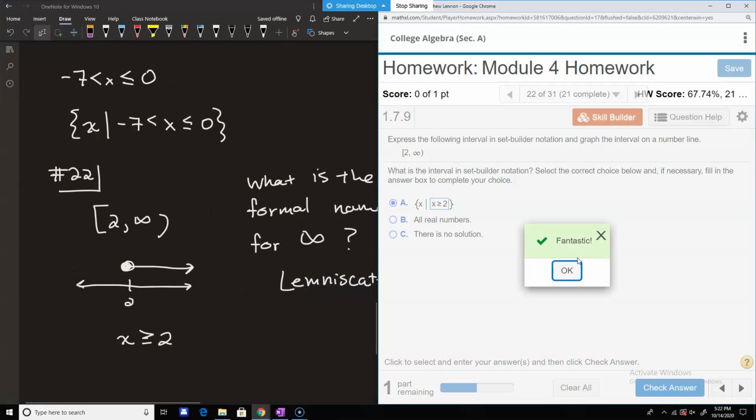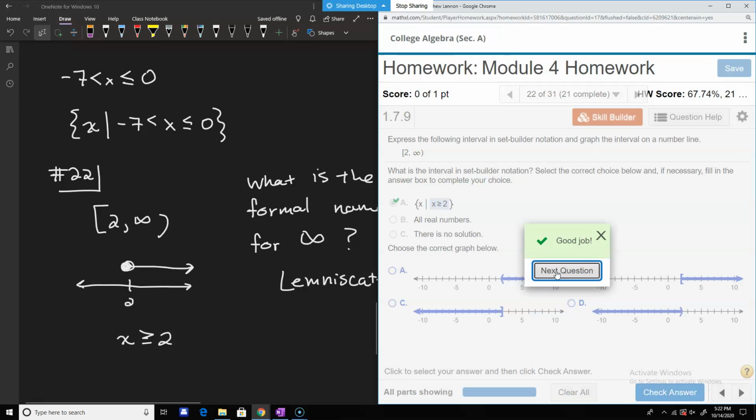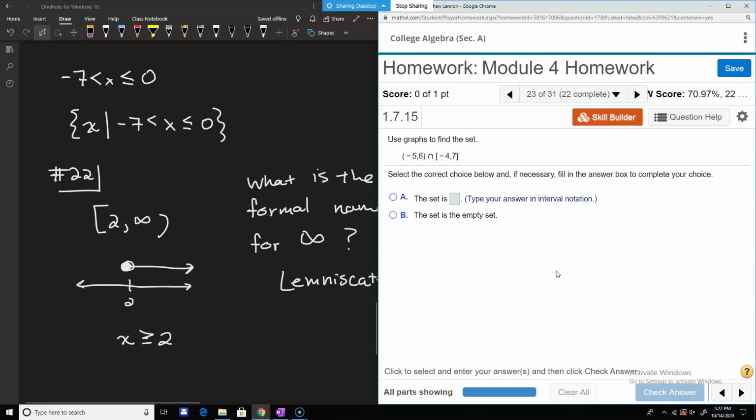Alright. And the graph was 2 and larger, including 2. Okay.